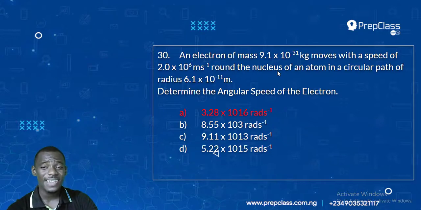Now don't be scared. Next time you see angular speed and you see velocity, just know the formula to use. V equals WR, and that is the second strongest formula in circular motion. Don't forget that. Now that brings us to the end of this section.